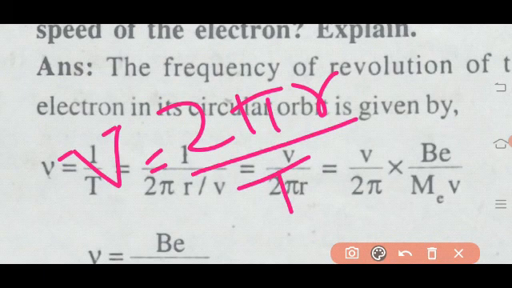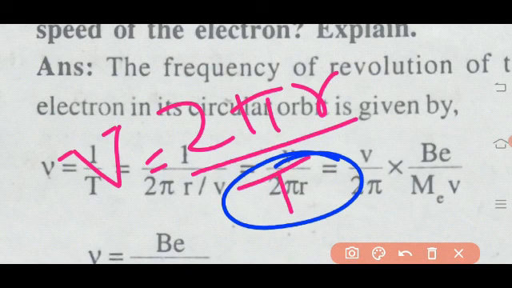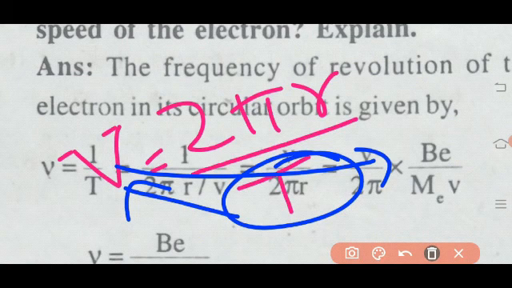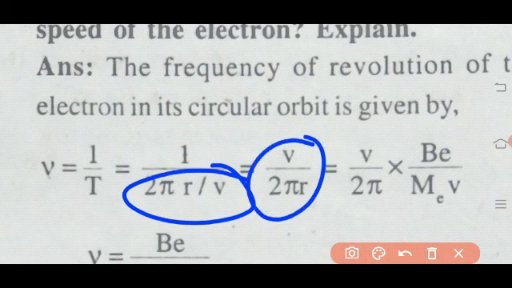V equals 2 pi r by T, or T equals 2 pi r by v. You can substitute T equals 2 pi r by v. Taking the reciprocal on the right, that is v by 2 pi r.